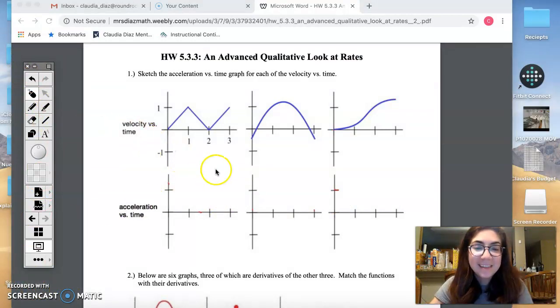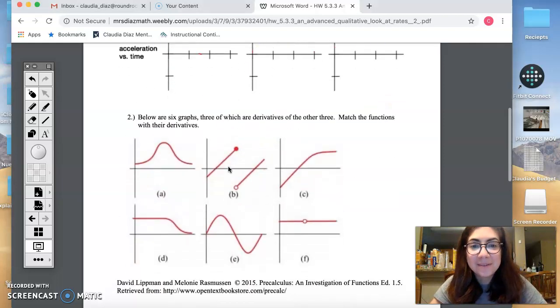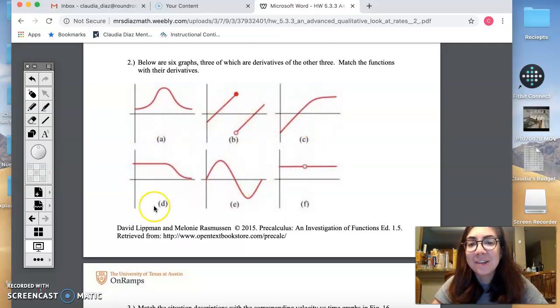So now let's take a look at some other examples. I'm going to go ahead and scroll down. I'm going to skip these. This is a matching exercise. See if you can take a look at the slope. These are going to represent the slopes of the first three graphs. So see if you can match up the derivative with the original function.